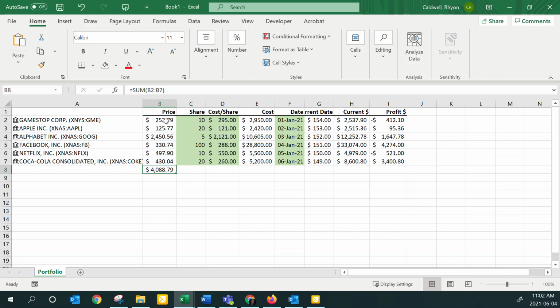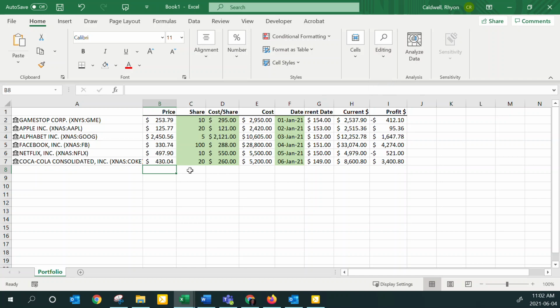$4,088.79. That's the total amount of shares if I bought individual shares. That data really makes no sense. So it's useless. It might look good, but it's useless data. And that's important because there's a lot of times people do put data in calculations that make no sense.